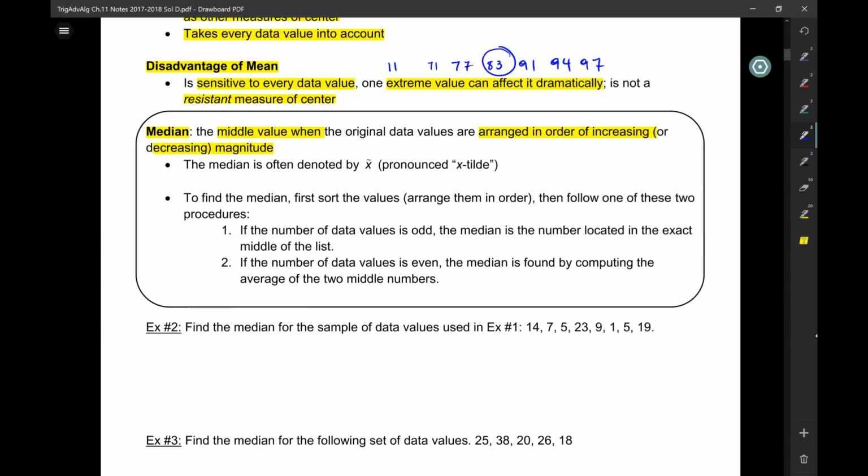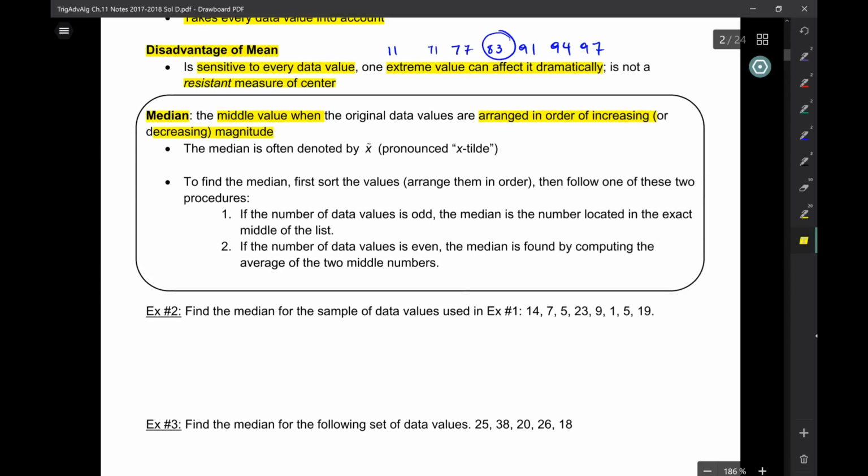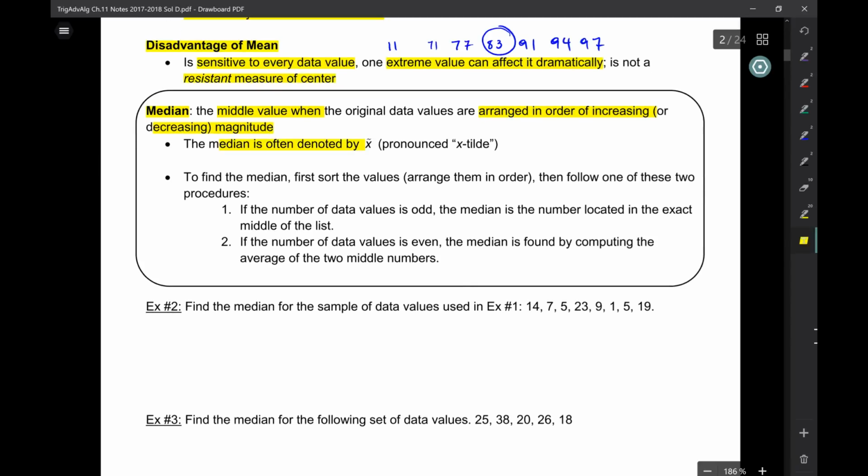And what if there is no middle? Then you take the average of the middle ones. We'll talk about it. The median is often denoted by this, not x bar, x tilde.